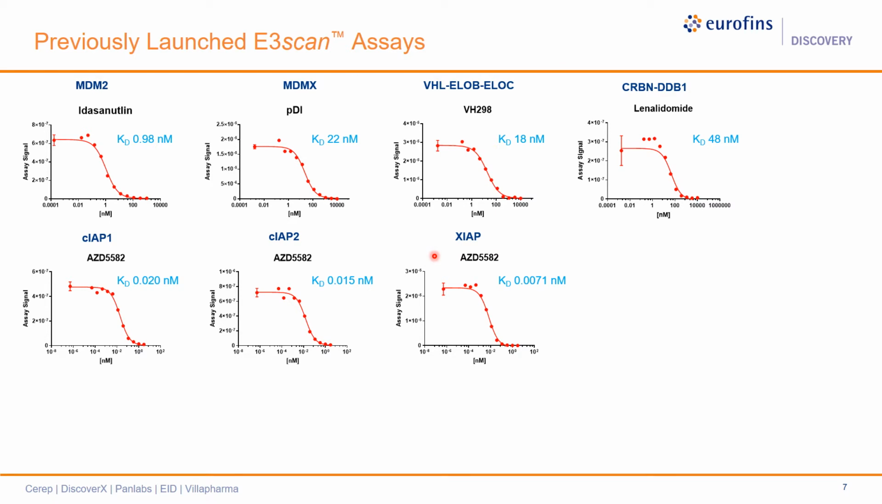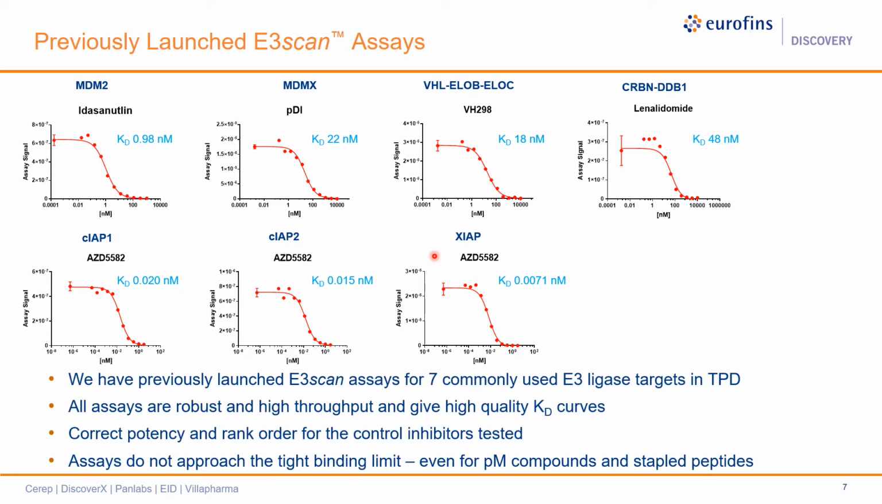All of these assays are done using human full-length protein. As you can see, all of these assays are robust, high throughput, and show correct potency and rank order for the control compounds we tested. The assays can also detect picomolar KDs for small molecules and peptides.